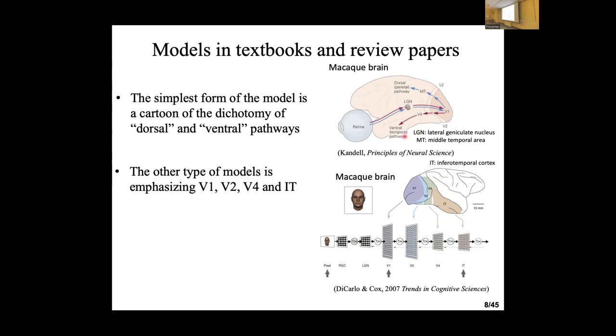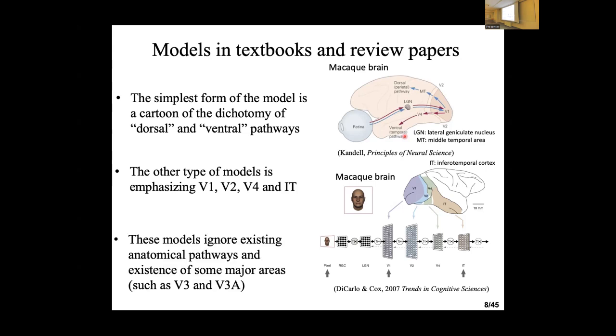But I'm not sure these are really appropriately biologically plausible models for our visual processing, because these models ignore many anatomical pathways and also the existence of some major areas, because V3 is often ignored and V3A is often ignored.